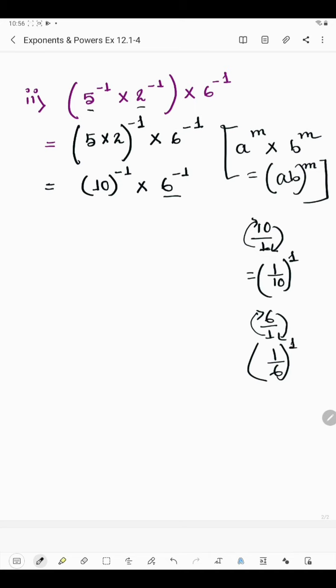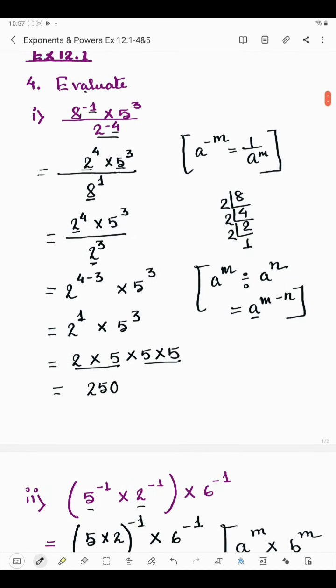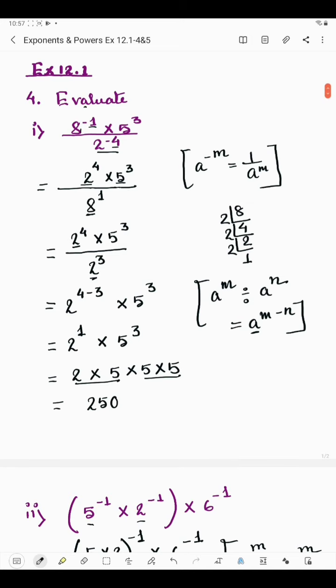Okay, so 10 raised to the power minus 1 means 1 by 10, multiplied by 6 raised to the power minus 1, which means 1 by 6. Now we'll multiply these two. 1 into 1 is 1 and 10 into 6 is 60. So the answer of the second part is 1 by 60. So this was question number 4. Now coming to question number 5.